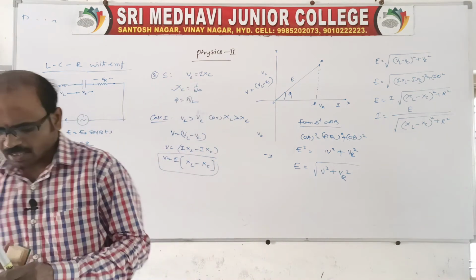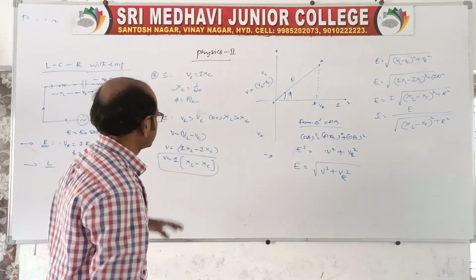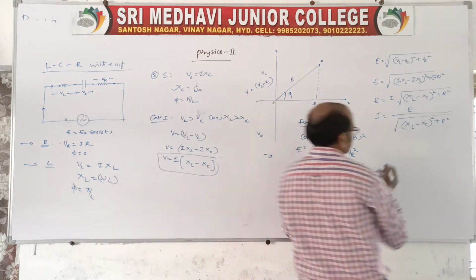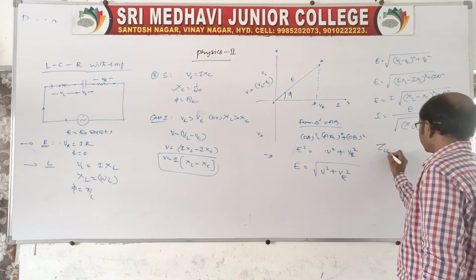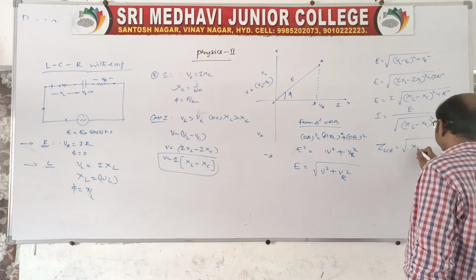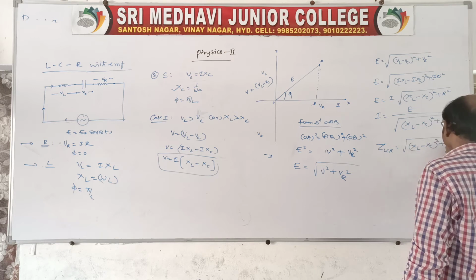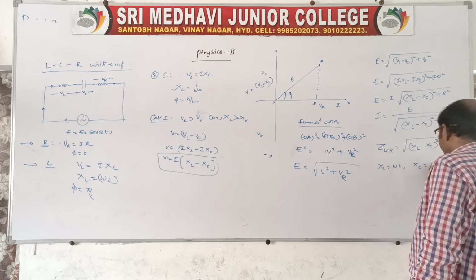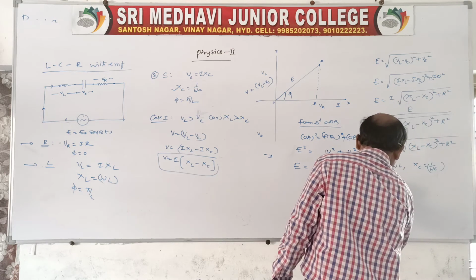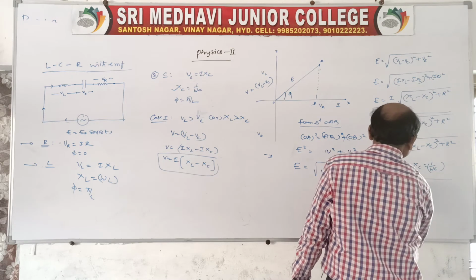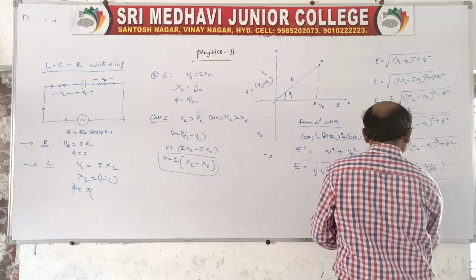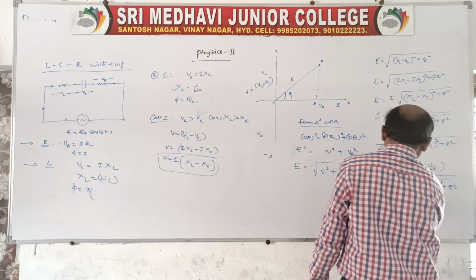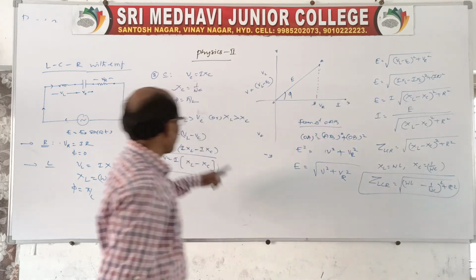This is the current through the LCR circuit when the condition is VL greater than VC. So in this, this root is represented as the LCR impedance: root over (XL minus XC) whole square plus R square. Now we know XL is nothing but omega L, XC is nothing but 1 by omega C. So ZLCR is equal to root over (omega L minus 1 by omega C) whole square plus R square. This is the ZLCR when the condition is this one.